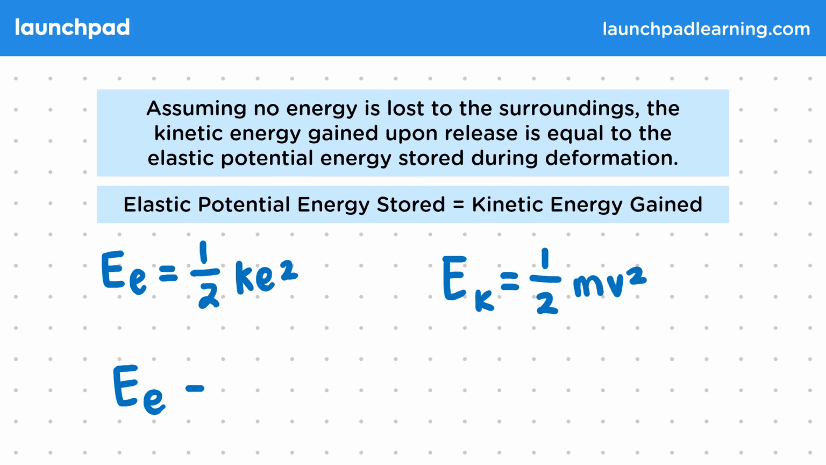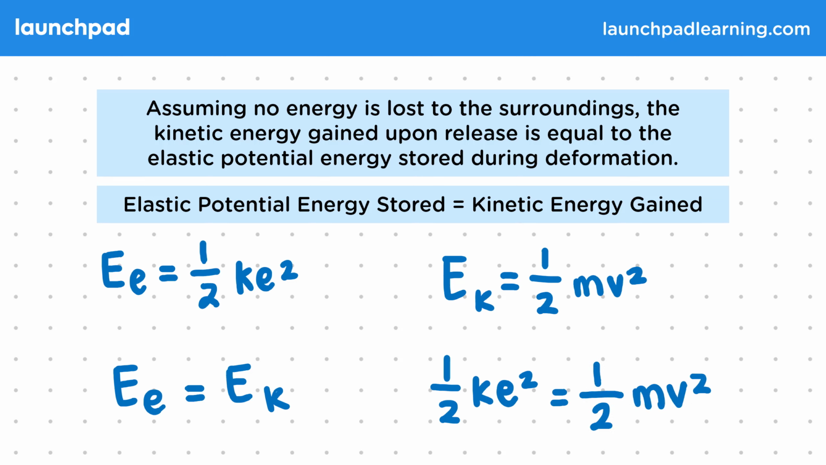So we know that EE is equal to EK, so we can say that half ke squared is equal to half mv squared. We can then also cancel out the halves to simplify the equation further. You don't need to be able to perform this derivation. You can also calculate the energies separately in exam questions. Let's have a look at an example.